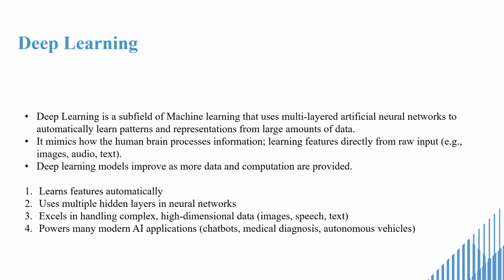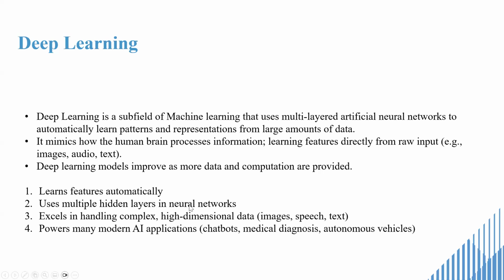Deep learning is a subfield of machine learning that uses multi-layered artificial neural networks to automatically learn patterns and representations from large amounts of data. It mimics how the human brain processes information, learning features directly from raw input, for example images, video, and text. Deep learning models improve as more data and computation are provided. So the feature is that it learns features automatically. You just need some amount of code and it will start to learn automatically.